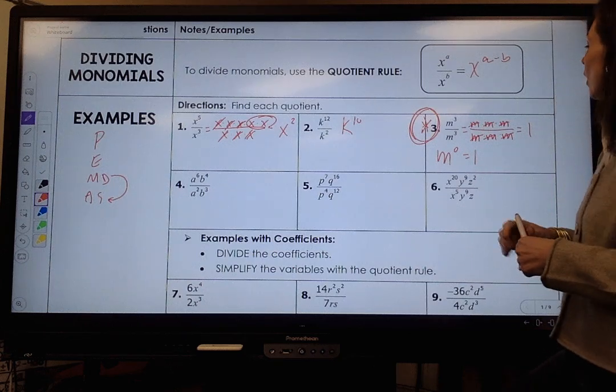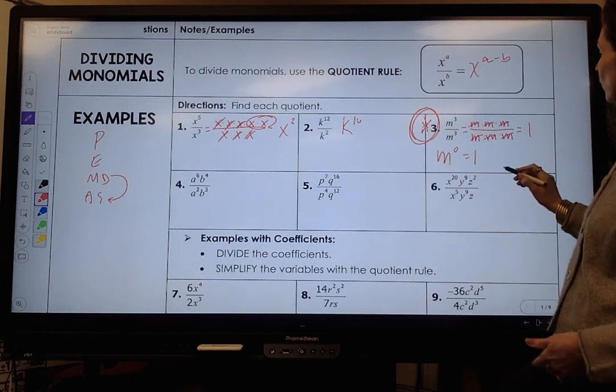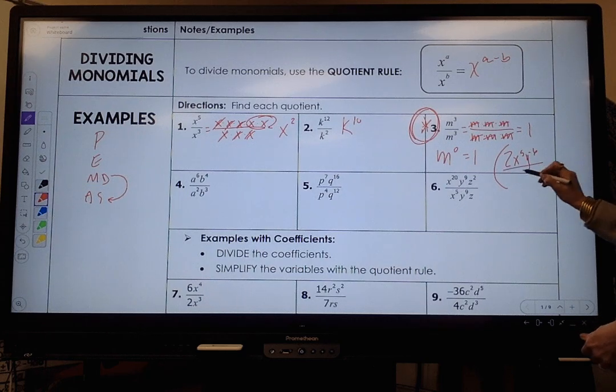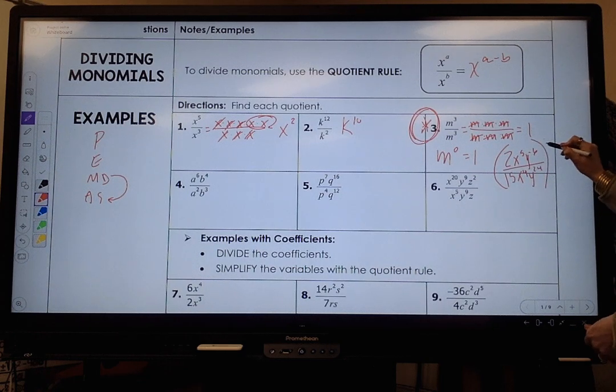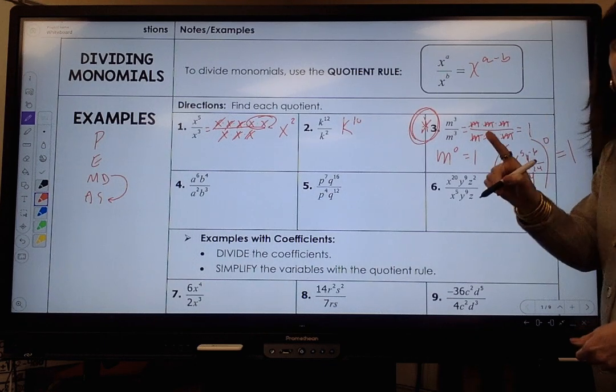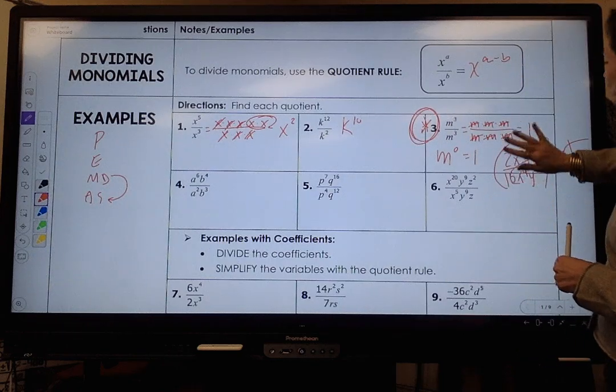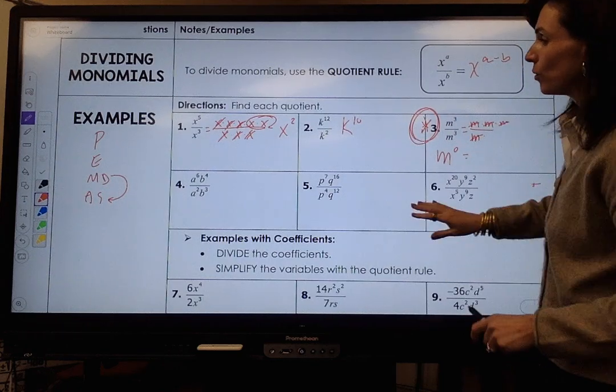On a quiz, if I gave you something crazy like 2x to the 5th over y to the negative 6, over 15x to the 4th, y to the 24th, all raised to the 0 power, your answer here is going to be 1, because anything to the 0 power is always 1. Okay, let's go through number 4.